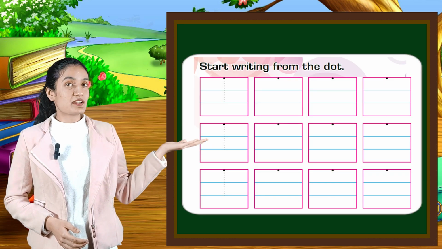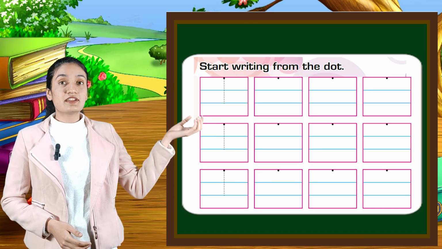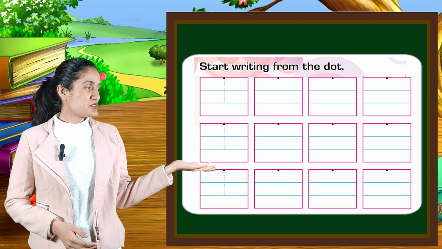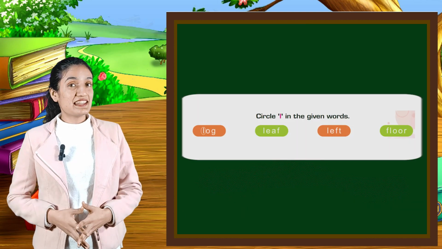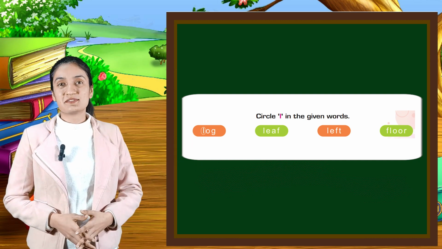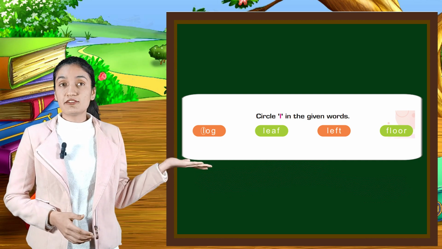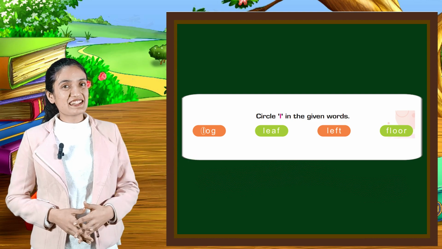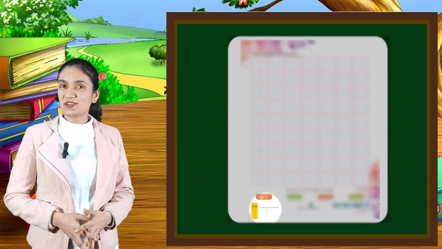Start writing from the dot. Here you can see the dot. इस dot से L बनाना शुरू करें. And circle L in the given words. Log, leaf, left, floor. So kids, यहाँ पे L find करें and उसको circle करें. Also mention the date in your notebook.